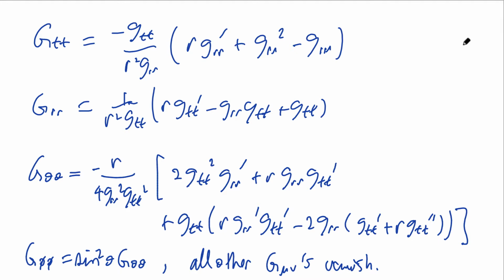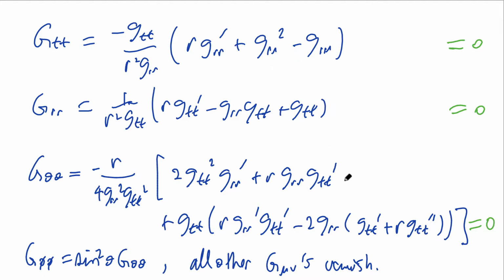Now let's set the Einstein tensor equal to 0, since we're looking for a vacuum solution of the Einstein equation. So G_tt is 0, G_rr is 0, G_theta-theta is 0, and if G_theta-theta equals 0, then G_phi-phi is automatically 0. And the rest of the components of the Einstein tensor are already 0. So we have these three equations, but now this looks like a problem because we have three ordinary differential equations, but just two unknown functions, namely g_rr and g_tt.